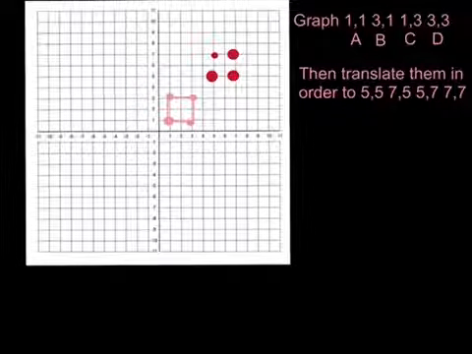Okay, I could do a little bit better than that. There. It's the same thing, but it's in a different spot. That's how you translate.